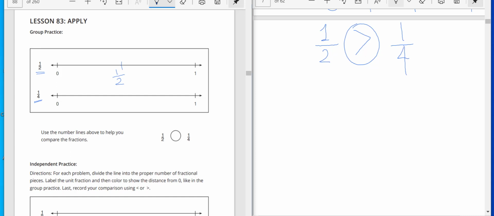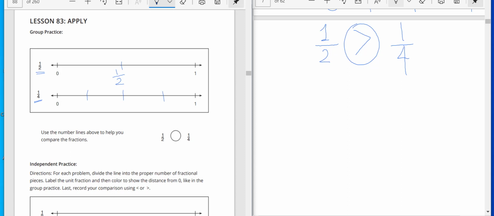The second one represents fourth. To represent fourth, we must divide the number line into 4 equal parts. To divide the number line into 4 equal parts, at the first we divided it into 2 equal parts, then divide each part into halves. So now we have 4 equal parts.